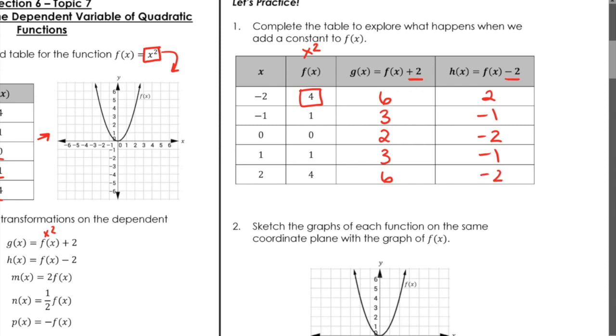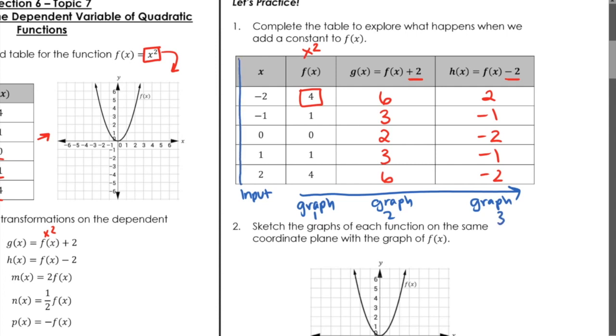Alright. So just to clarify, these numbers are my inputs. And then these are my outputs. Okay. This is graph 1. This is going to be graph 2. And this will be graph 3. Okay. So all of these numbers here are my inputs. And all the way down are all of my outputs. And again, there's going to be 3 different graphs. One of the graphs we're going to label f of x. The other we're going to label g of x. And the last one we're going to label h of x.